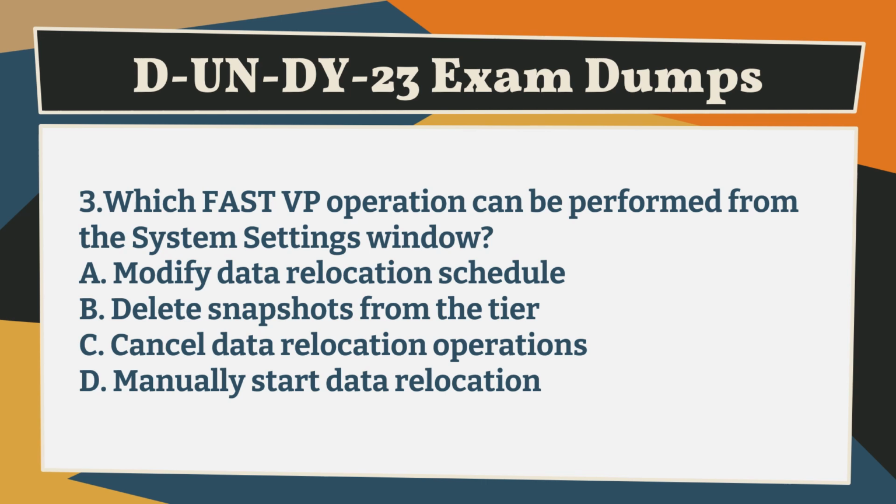3. Which FastVP operation can be performed from the System Settings window? A. Modify data relocation schedule. B. Delete snapshots from the tier. C. Cancel data relocation operations. D. Manually start data relocation.